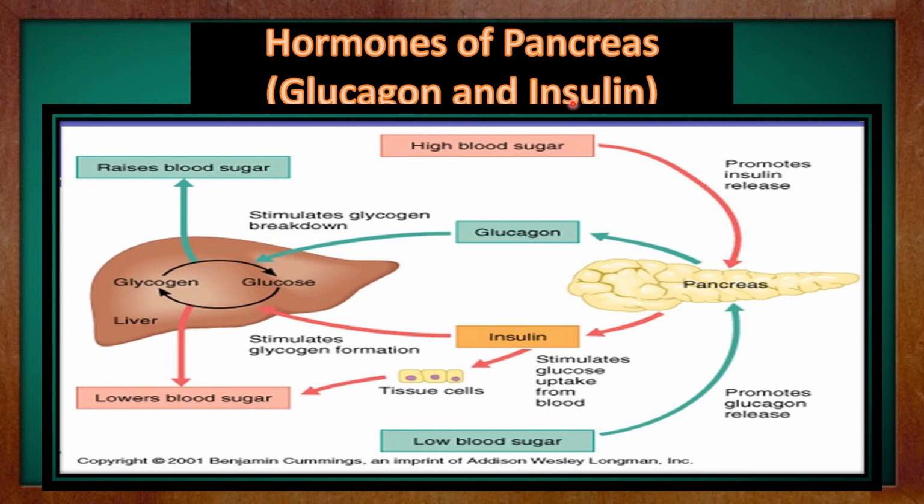If not, if our glucose or our sugar is too much, then we can acquire different diseases like diabetes. Okay, so make sure our glucagon and insulin are working well.